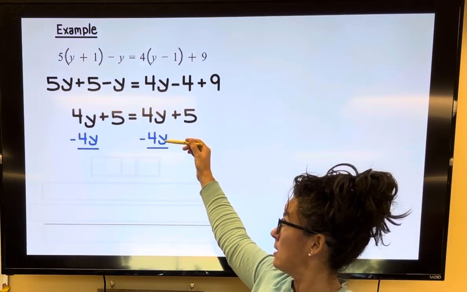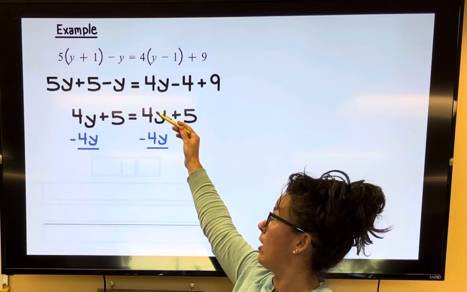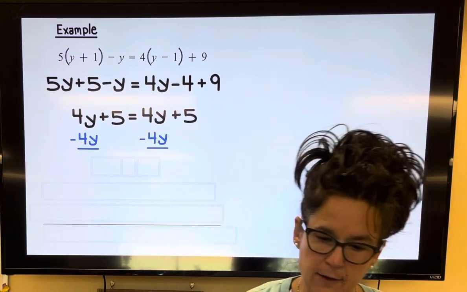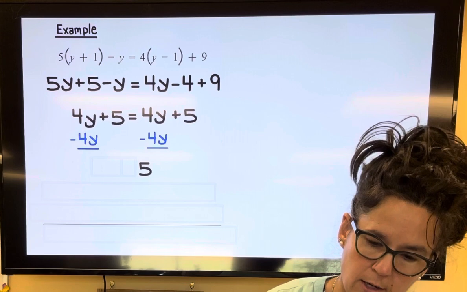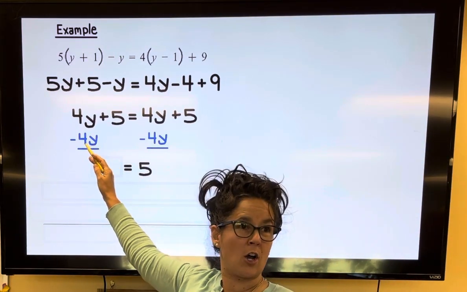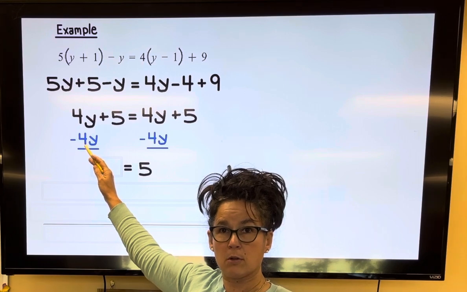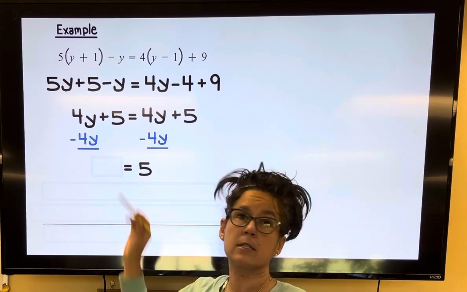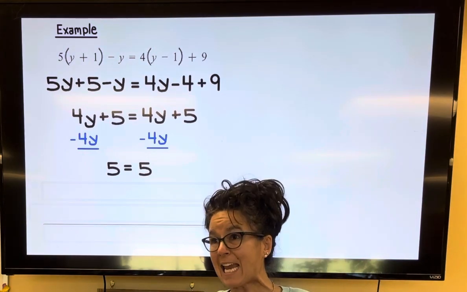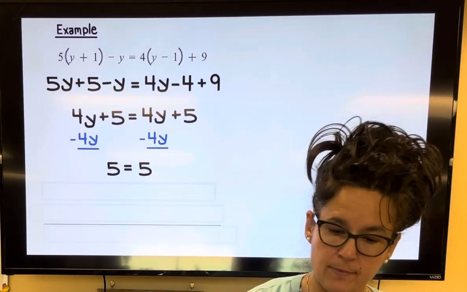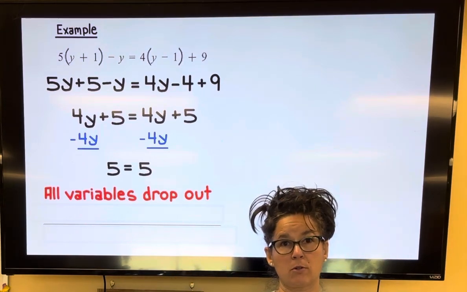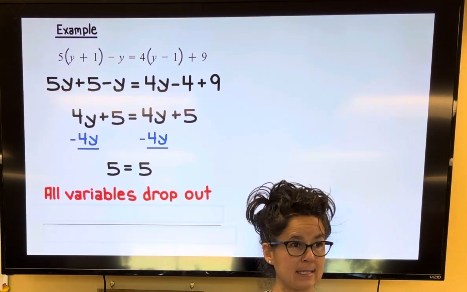And notice when I subtract 4y, all the y's are gone. And I have 5 left over. And on the left side, when I subtract 4y, all the y's are gone on the left also. And what I have is 5. Now what's the same about this one is all the variables dropped out. So I know it's a special case.